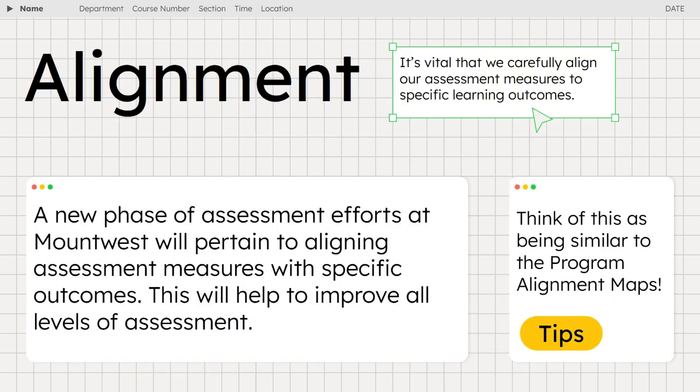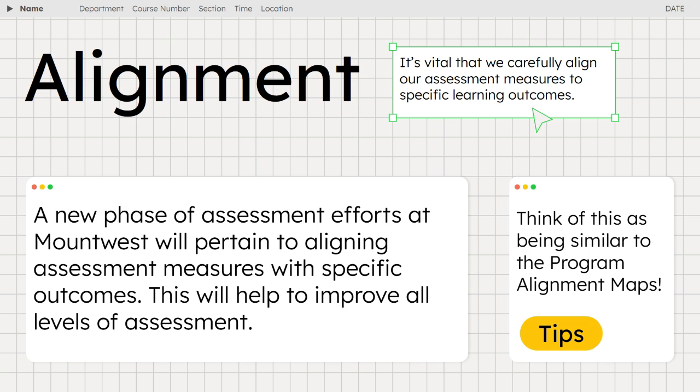concrete as possible. Now, a new phase of assessment efforts at Mount West will pertain to aligning assessment measures with specific outcomes. This will help to improve all levels of assessment, kind of similar to program alignment maps. There is a video about program alignment maps on our CETL YouTube channel. If you are interested, it goes over directions and some examples as well, but the general conceit of a program alignment map is to take a program course, look at the outcomes that are assessed in that course, and then what assignments are utilized to assess those outcomes. So thinking about student learning and talking about how it's documented. That's awesome. We're going to try to do that for every other element of assessment on this campus.